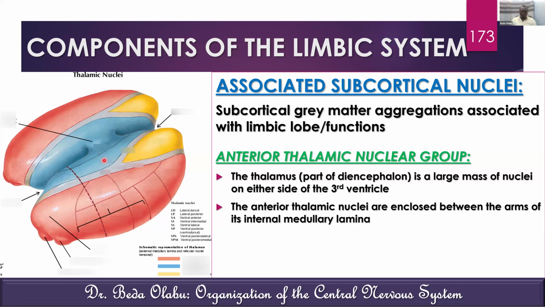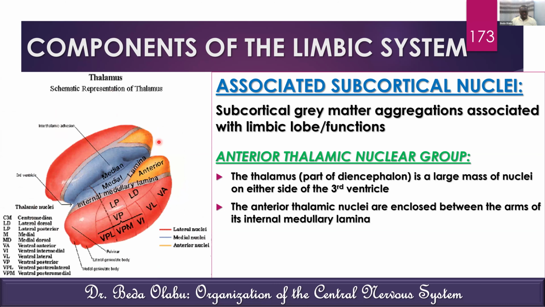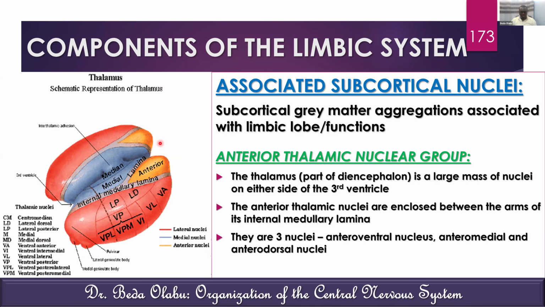This medial nuclear group is the one that will have what you call the medial dorsal nucleus. The lateral nuclear group has many nuclei, others in the dorsal aspect, others in the ventral aspect. Our main intention is to talk about the anterior nuclear group, the yellow. So the anterior nuclear group consists of three nuclei. We have an anteroventral, which is on the lower side, anteromedial, which should be on that side, and anterodorsal, which should be on this side.